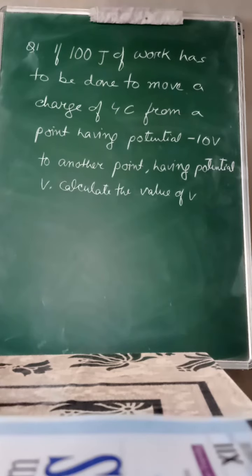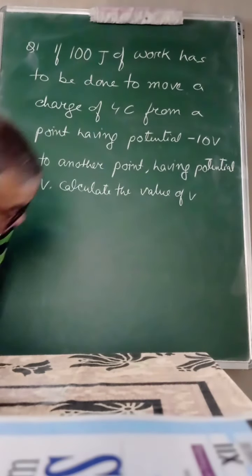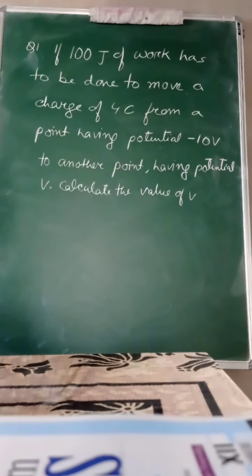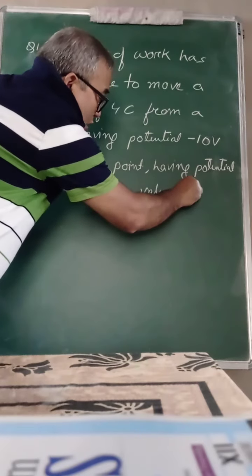What is the numerical? If 100 joule of work has to be done to move a charge of 4 coulomb from a point having potential minus 10 volt to another point of unknown potential, then we have to calculate the value of unknown potential. We have to calculate the value of potential at that point. Calculate the value of V. V means potential of the second point.